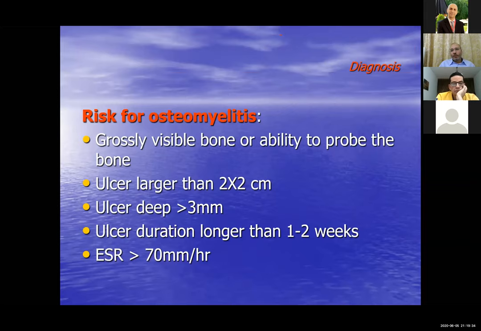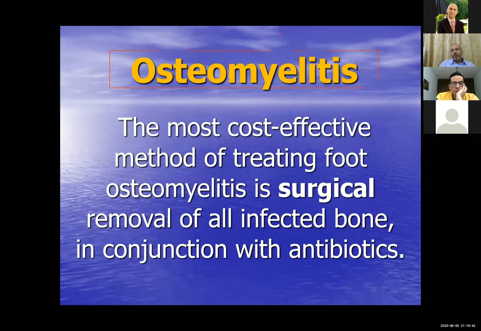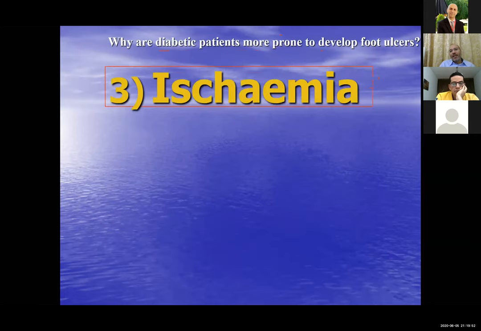The risk factors of osteomyelitis, like Dr. Samih said, are if the bone is visible, or the ulcer is big, or the ulcer duration is long. And the most cost effective, like Dr. Samih said, is surgical debridement of the necrotic bone if it's feasible to remove it, and long-standing antibiotics for a long time. Now we concentrate on ischemia, which is called diabetic ischemic foot.